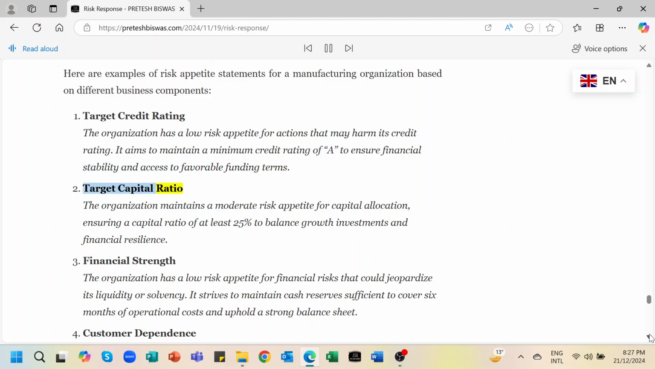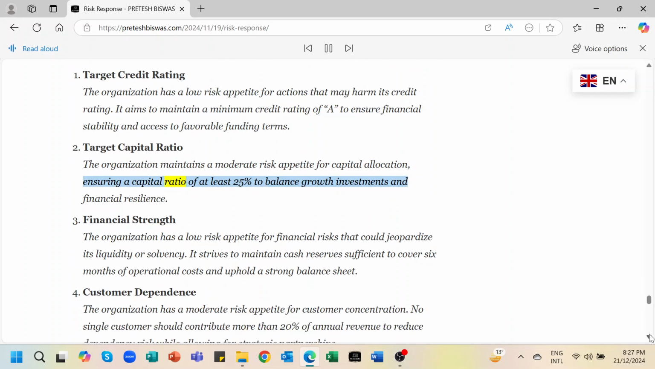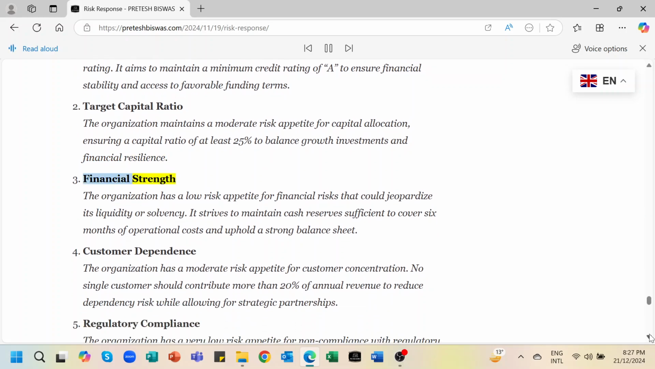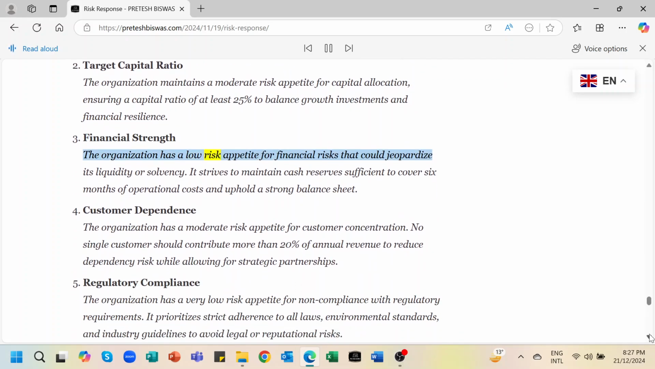Target capital ratio. The organization maintains a moderate risk appetite for capital allocation, ensuring a capital ratio of at least 25% to balance growth investments and financial resilience. Financial strength. The organization has a low risk appetite for financial risks that could jeopardize its liquidity or solvency. It strives to maintain cash reserves sufficient to cover 6 months of operational costs and uphold a strong balance sheet.